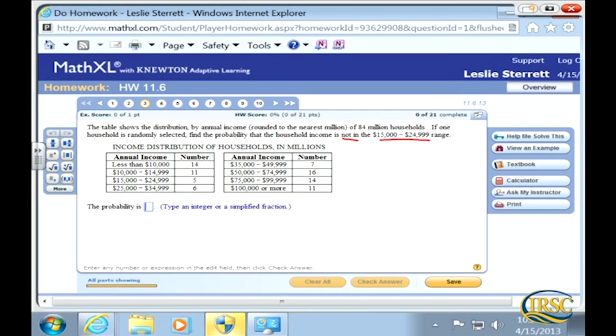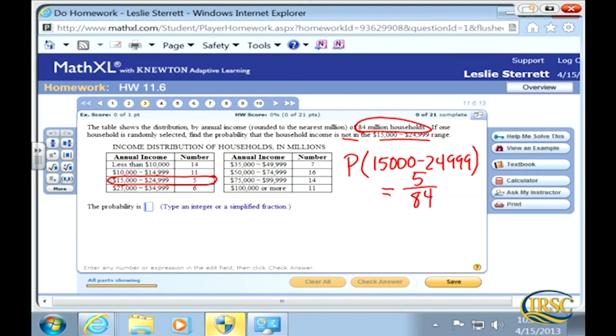Now, there are two ways that you can do this. You could add up all of the numbers that are not in that box, or you could just find the probability that you do get this first. So finding the probability that they are in the $15,000 to almost $25,000 range, which means we look at this row only, and that's 5, and it already told you what the total was up here. It says it's the annual income of 84 million households. So you already know that's the total. If you added them all up, you should get 84. So 5 out of 84.